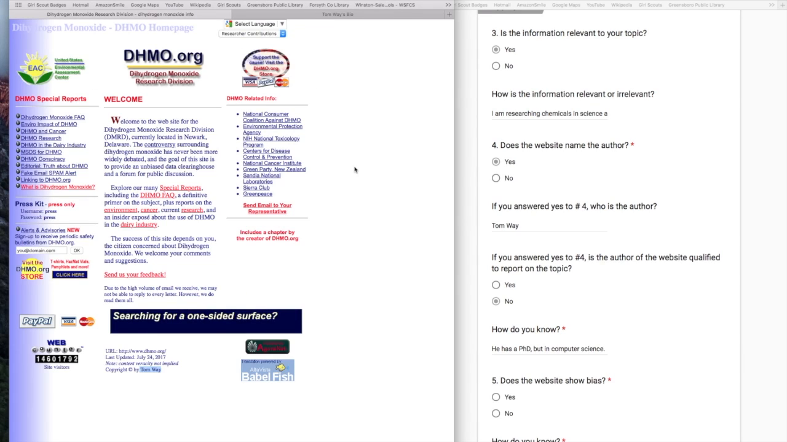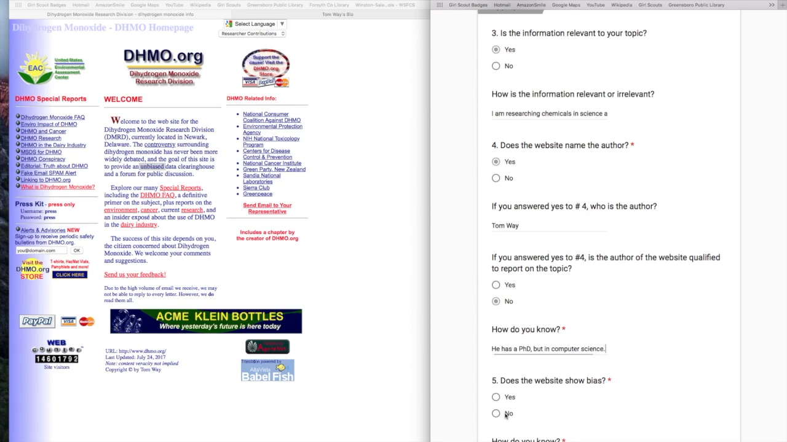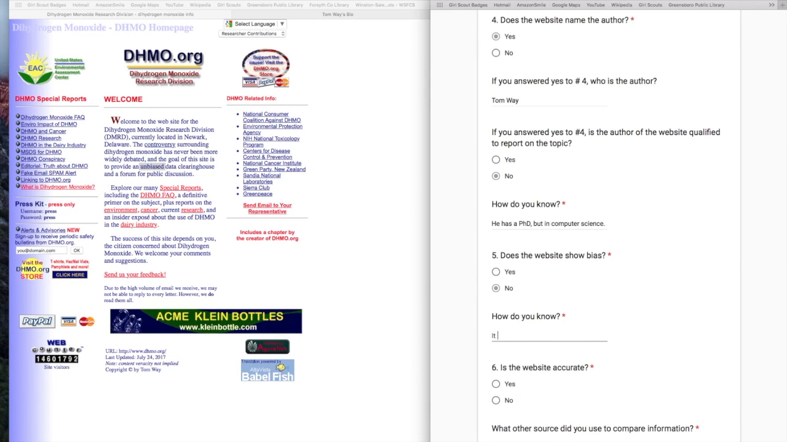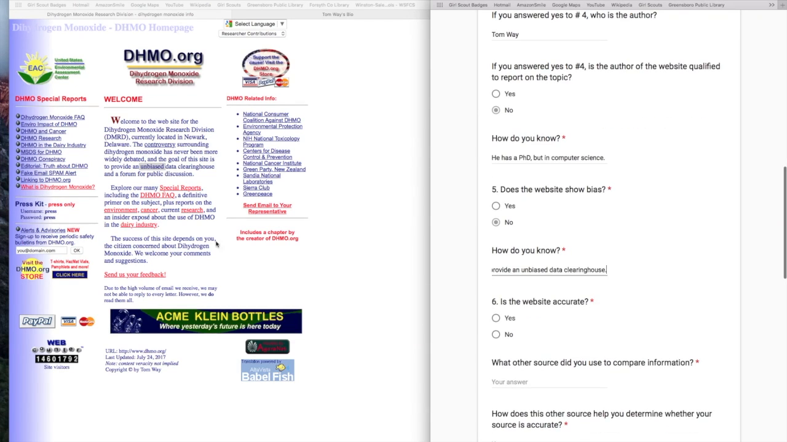The next question dealt with website bias. For this website, they mentioned at the very top that they want to provide an unbiased data clearinghouse. So that was an easy one for a student to answer. Not that it's ever that easy.